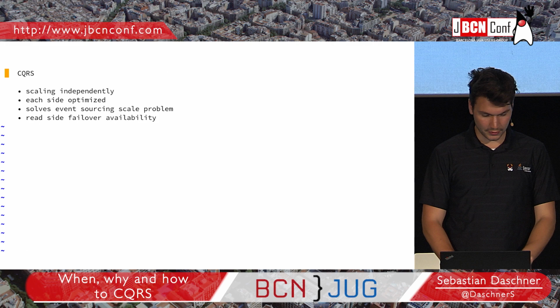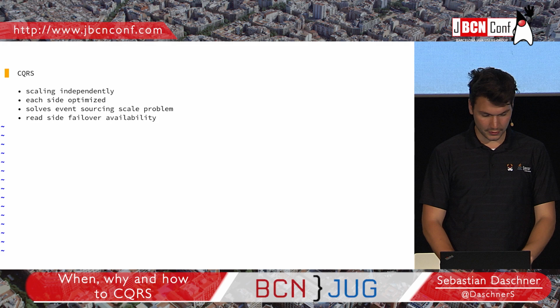Also, you can optimize each side independently, right? If for some reason it makes sense to use a relational database on one system and a NoSQL database just to store the current representation, then you can do so, because they're just communicating over these events. There are no dependencies whatsoever.